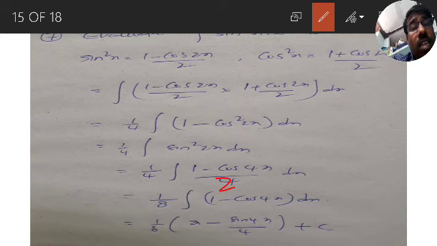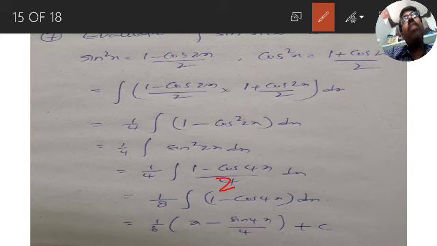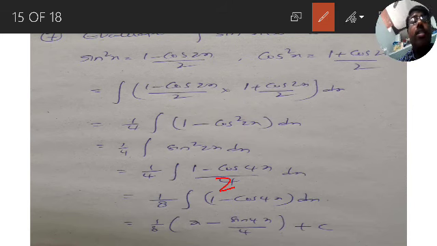Integration of cos x is sin x. Integration of cos ax is sin ax by a. So cos 4x integration is sin 4x by 4 plus c. So what is my final answer? The final answer is 1 by 8 into x minus sin 4x by 4 plus c.